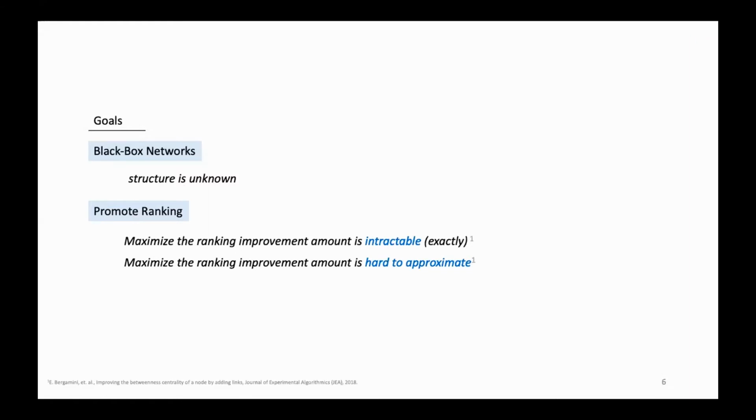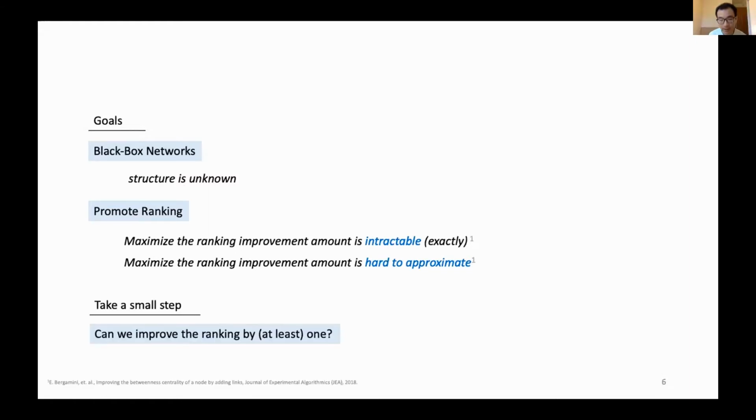In view of this, we just want to take a small step. Instead of guaranteeing the ranking improvement amount, we want to ask a question: can we improve the ranking of the target node by at least 1? Then we can update the second goal as promote ranking by 1. And now I will tell you how we can achieve these two goals.